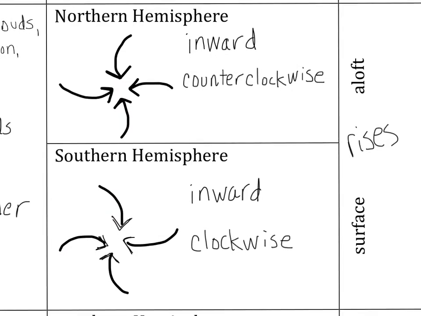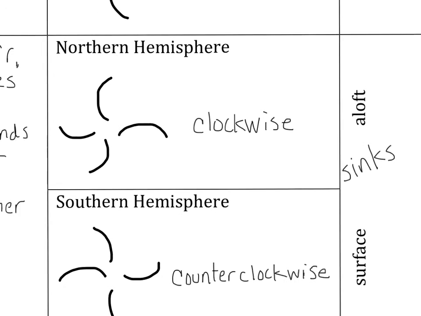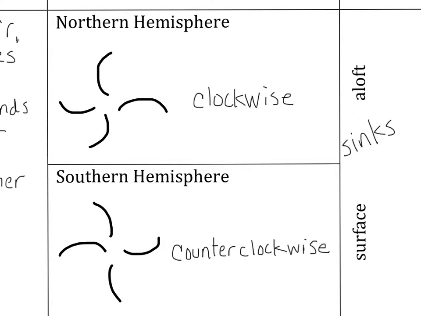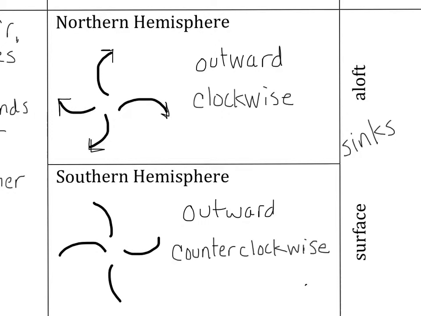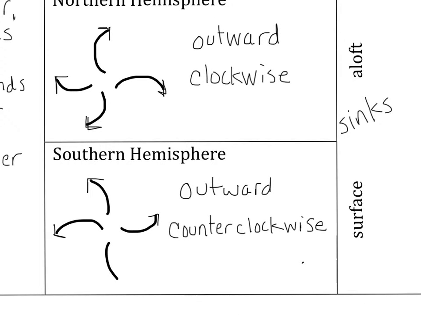Then following just an appropriate pattern of opposites, if wind is going inward towards low pressure, then it must obviously be going outward, away from high pressure. That'll be true in both the northern and southern hemispheres. Be sure to include the arrowheads on there, but this time draw them on the outer edges. And notice again the clockwise, counterclockwise pattern. In the northern hemisphere, a high pressure system is going outward and clockwise. A high pressure system in the southern hemisphere is going outward but counterclockwise.